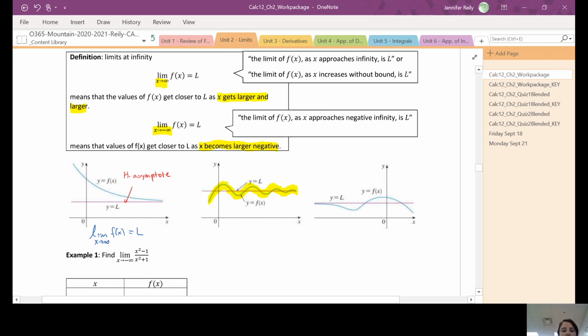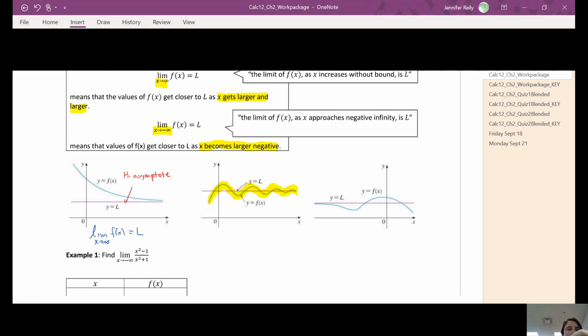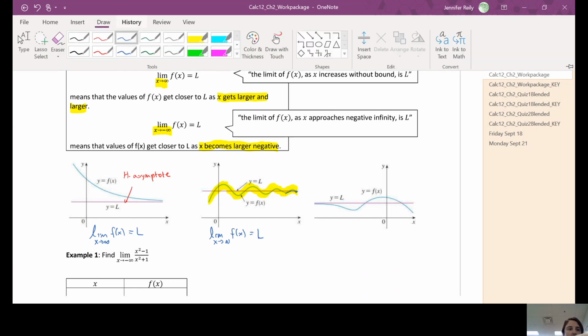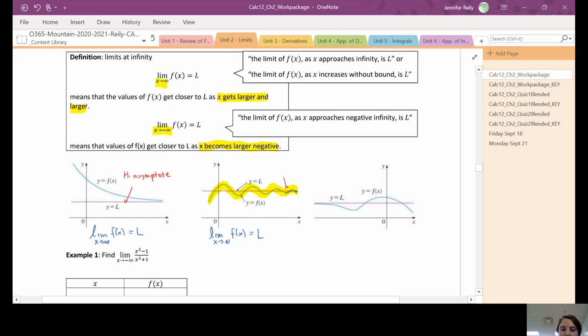Okay. In the next scenario, scenario 2, we see that the function is oscillating about this y equals L line, and it's approaching it. These oscillations are getting smaller and smaller and smaller. So it's also a horizontal asymptote, and this is another case where x approaches infinity. The function approaches L. Another horizontal asymptote.